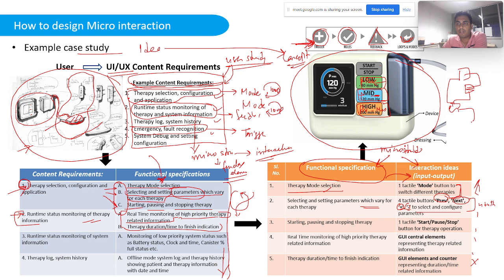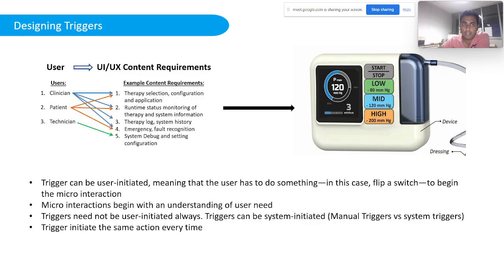The algorithm part of it is the rules. Feedback, as I told you, is whatever runtime status information needs to be visible on the interface. Loops and modes: when you select a particular mode, the system should run in that particular mode. So when you design an interface, you need to consider these four aspects of micro interaction. Let's discuss this in detail.